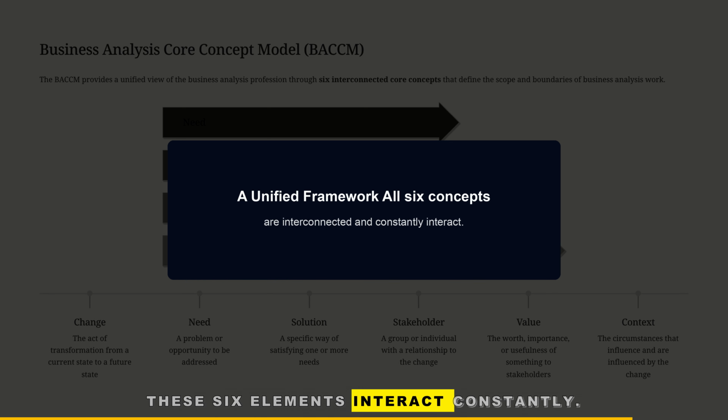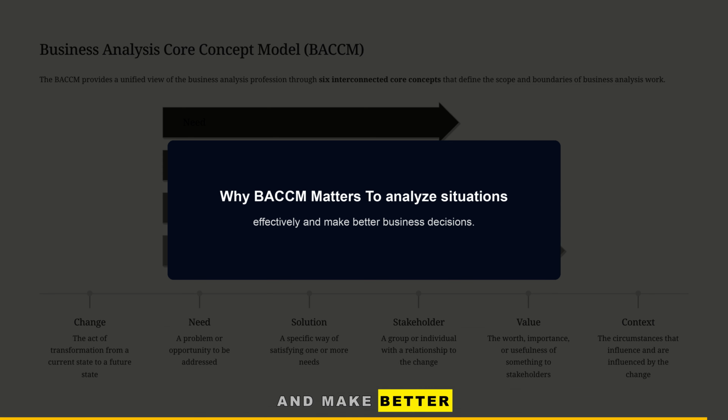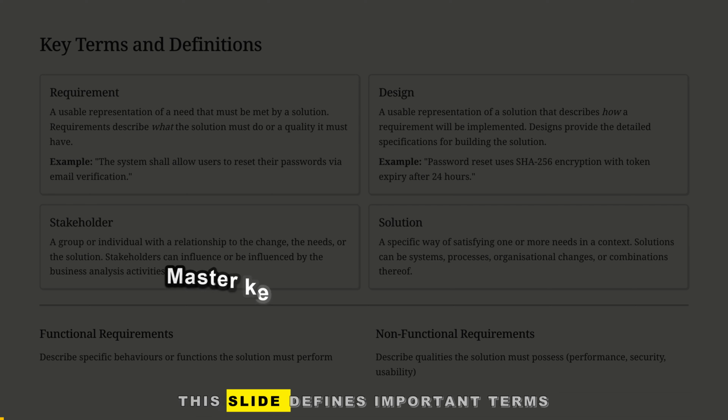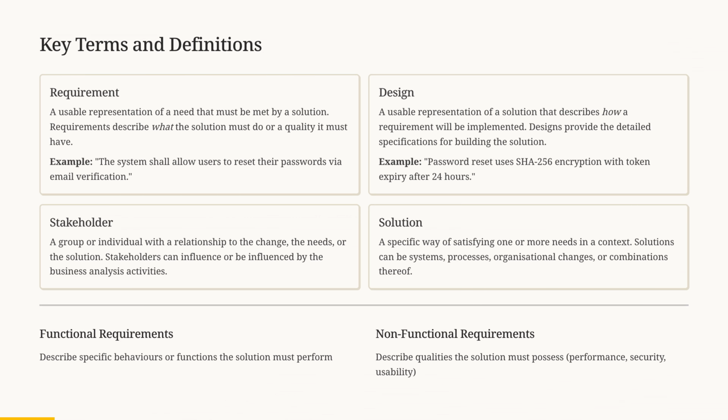These 6 elements interact constantly. Understanding their relationships helps you analyze situations effectively and make better business decisions. This slide defines important terms you'll see throughout BABOK and the exam.